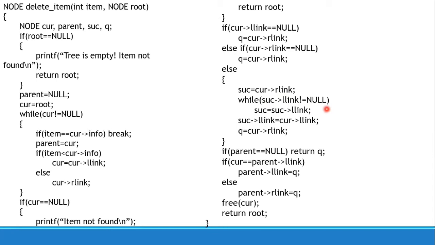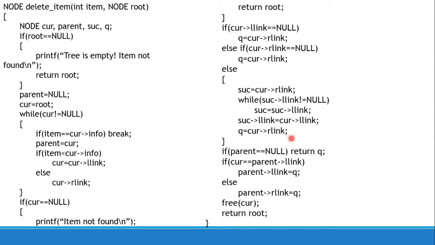So attach the left subtree of the node to be deleted to the left of the successor of the node to be deleted. So successor of L link equals current of L link. Then obtain the right subtree of the node to be deleted. So the right subtree is obtained: q equals current of R link. Then attach the node q to the parent.